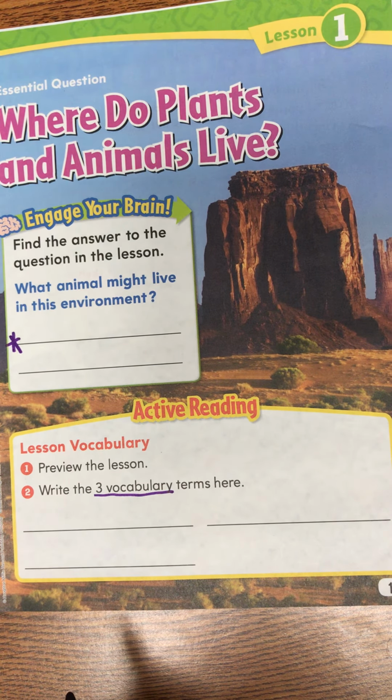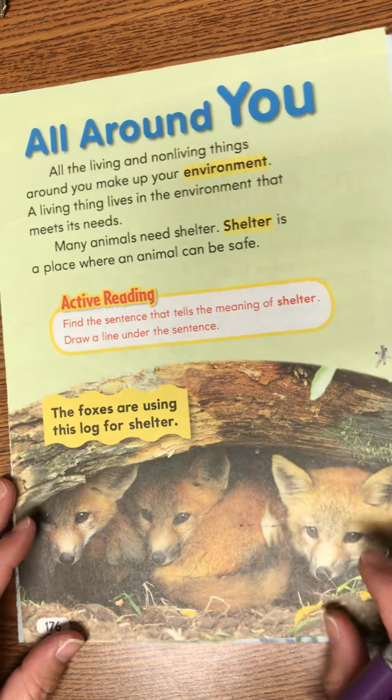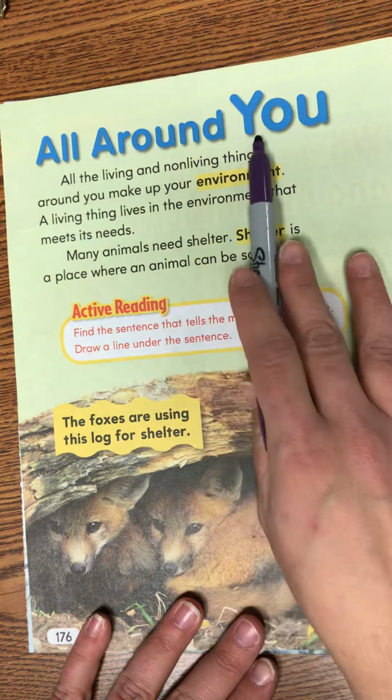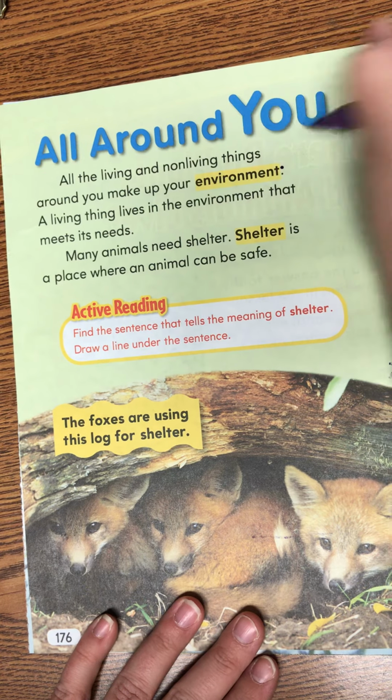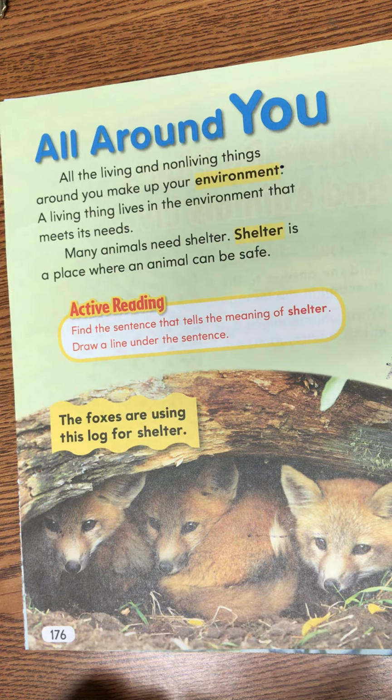All right, now I also ripped my pages out of my book so that we could see it a little bit better. So I'm just turning my pages over, but you guys will just turn the page in your book, okay? All right, so let's read. All around you. All the living and non-living things around you make up your environment. Here's our first vocabulary word. So if you didn't find them before, pause me now and go write it.